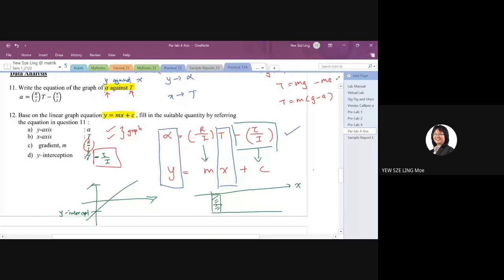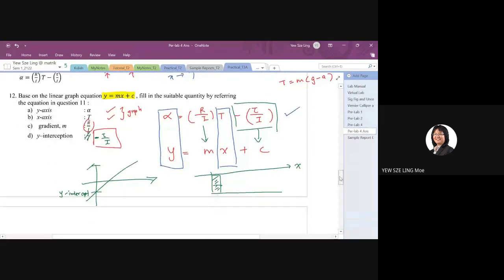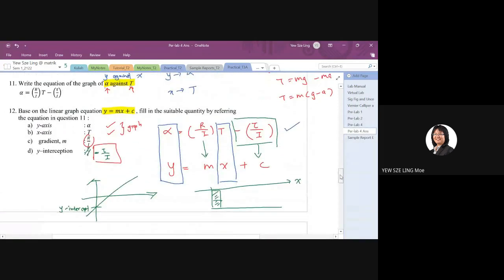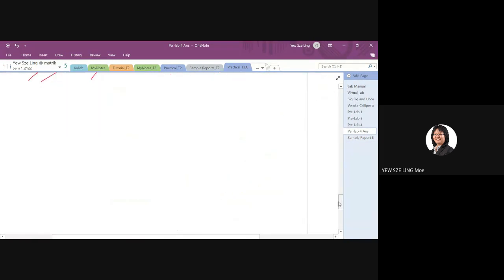Everything, especially the data analysis, is coming from your lab report. It's something that you have been doing since experiment 2. All right, so now experiment 4, I want you to do it. And what do you have to include in your experiment 4?